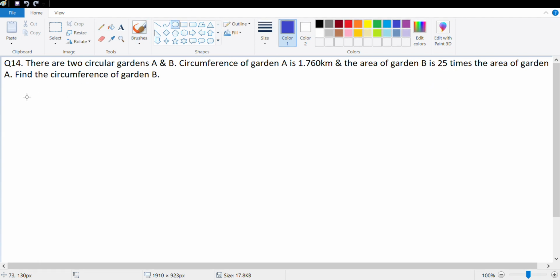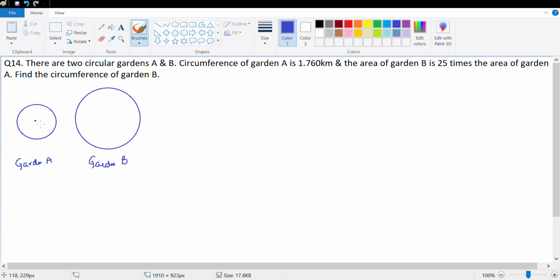Perfect. So let's look at these two gardens. Obviously garden B is bigger because it has a bigger area, 25 times the area. Perfect. So this is garden A. This is garden B. This radius is RA. This radius is RB. Perfect.